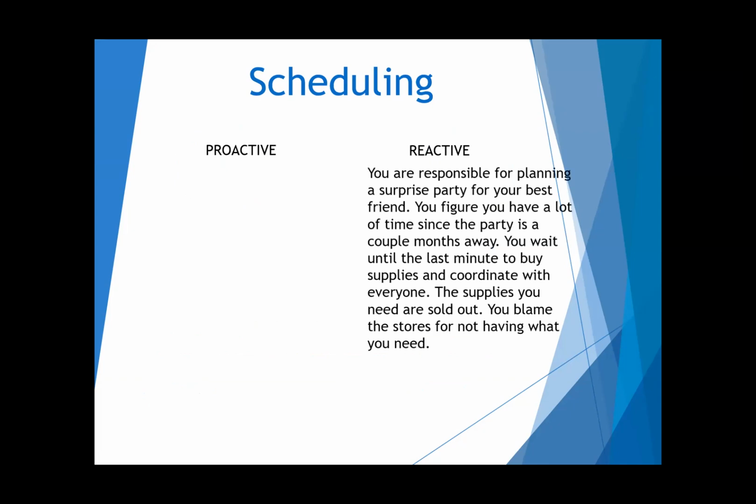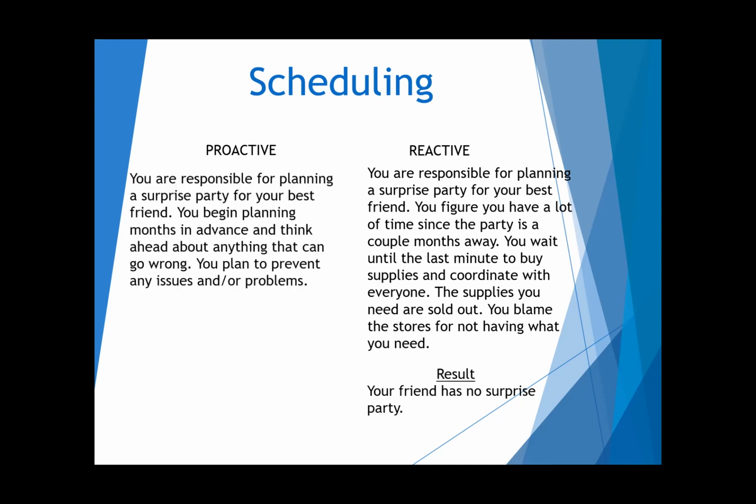So the red pill is more reactive. You're responsible for planning a surprise party for your friend. You figure you have a lot of time since the party is a couple months away. You wait until the last minute to buy supplies and coordinate with everyone. The supplies you need are sold out. Then you blame the stores for not having what you need. And the result is that your friend has no surprise party.